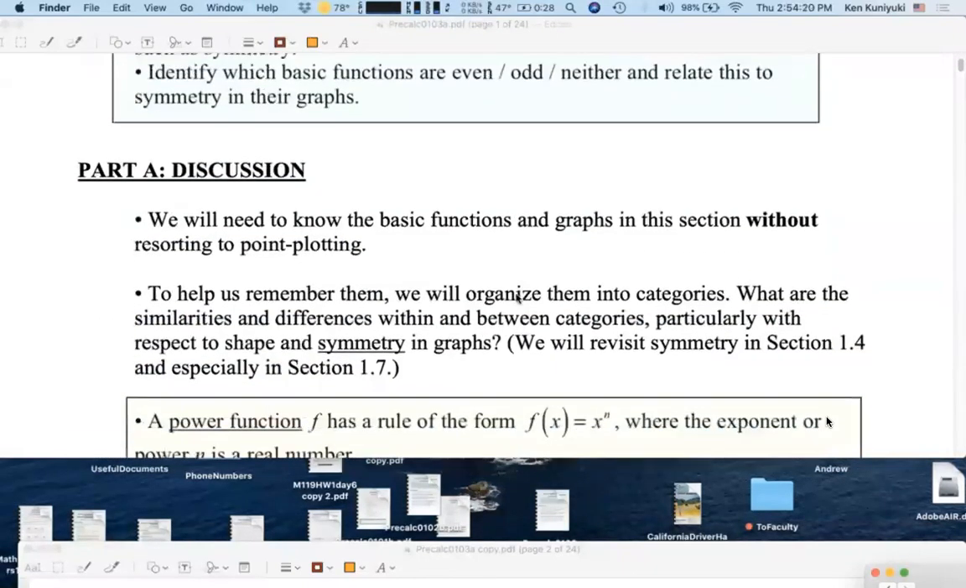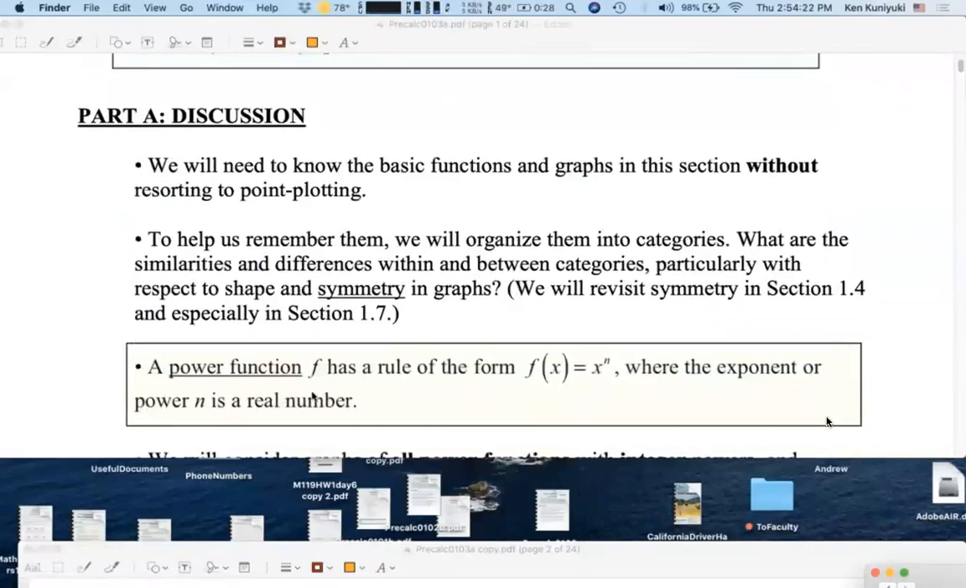In particular, we're going to graph a lot of power functions, functions whose rules look like f of x equals x to the n, where n is some real exponent. In fact, by the end of this section, you should be able to graph anything of the form y equals x to an integer. Now, the first functions we're going to look at can be thought of as some basic examples of these.